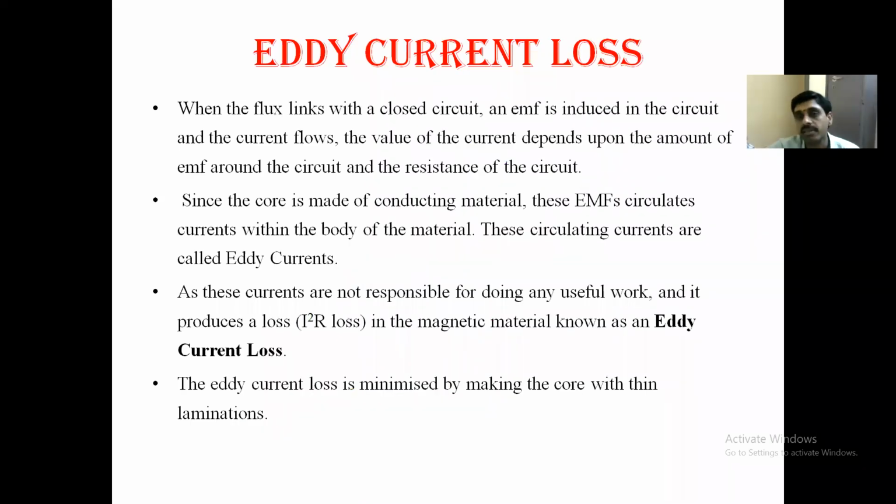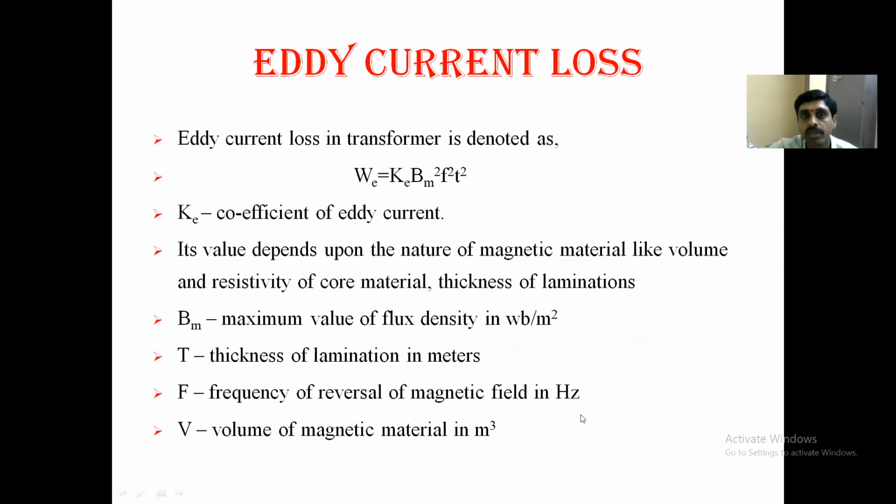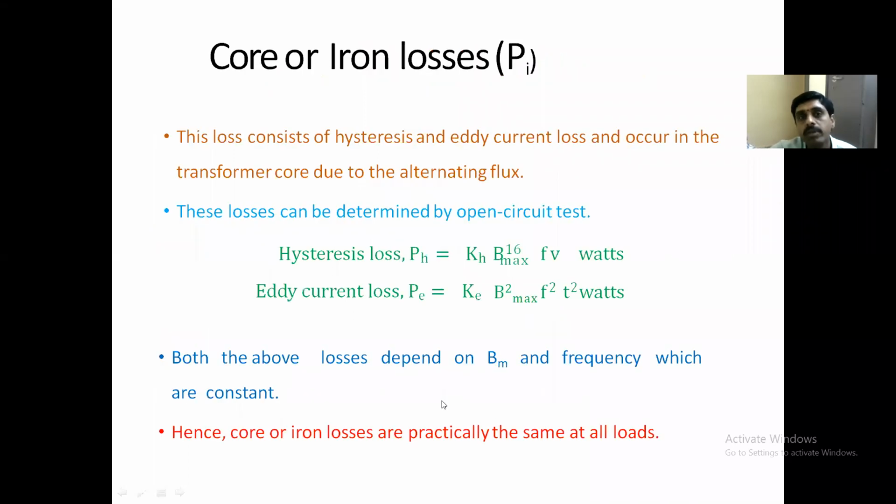Eddy current losses, I have seen this one in the last class also. These are the losses due to the currents flowing in the core, and these losses can be minimized by lamination. This is the formula for eddy current loss: Ke Bm squared f squared t squared. We have seen all the nomenclature in the last class itself. So now coming to core or iron losses, hysteresis loss Ph can be written like this, and eddy current loss can be written like this, Pe.